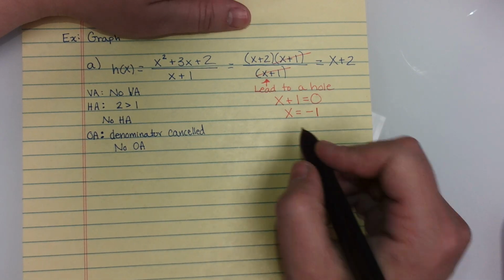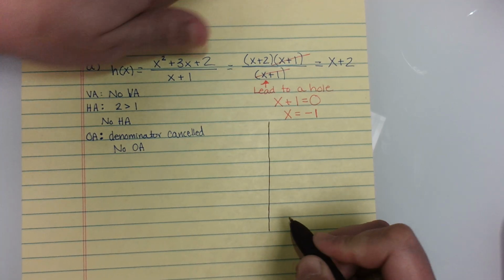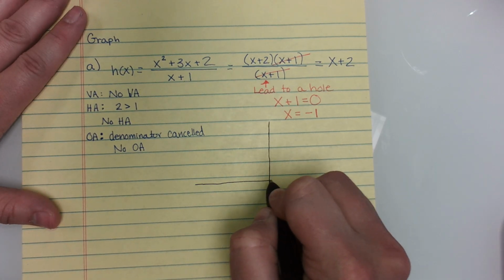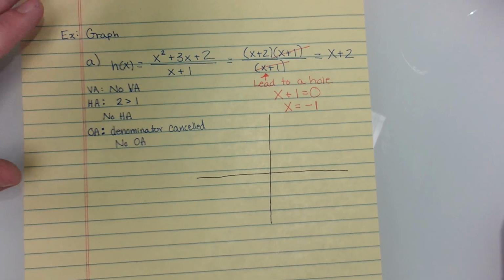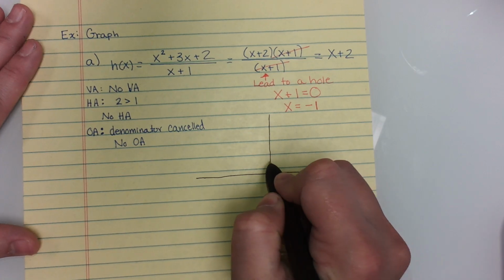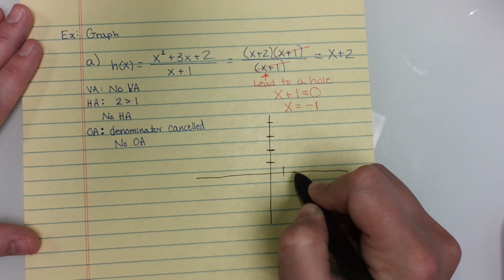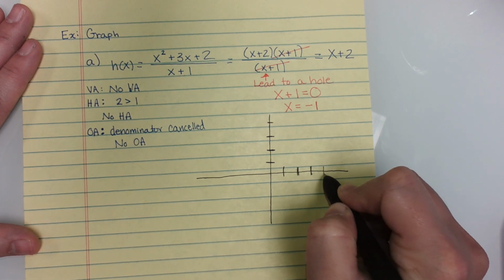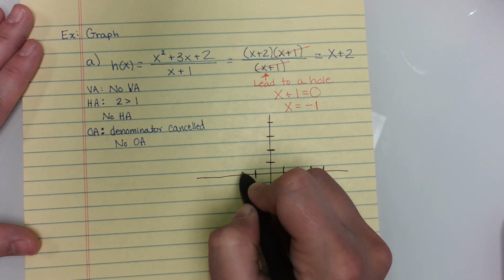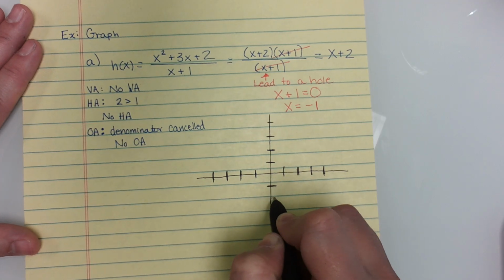Now here's the thing. I can go to my graphing calculator and type it in and do all that wonderfulness. Don't forget to put parentheses around the top and the bottom. But I don't have to either. Here's why I don't have to. My graph simplified down to x plus 2. What type of equation is x plus 2?